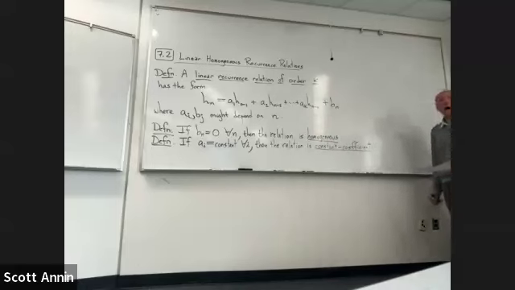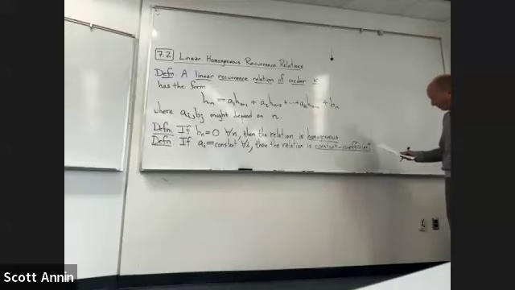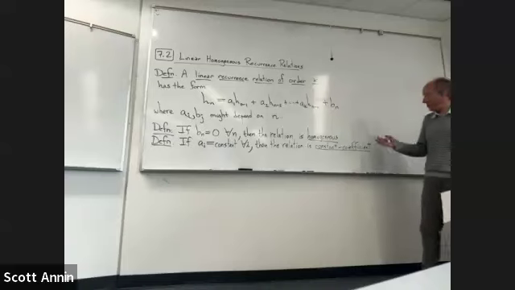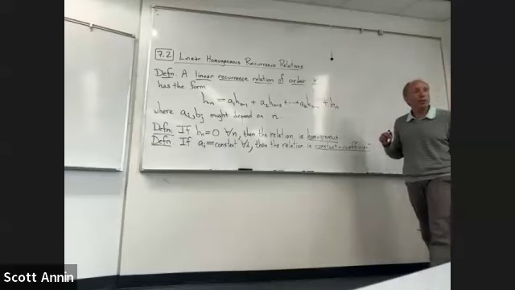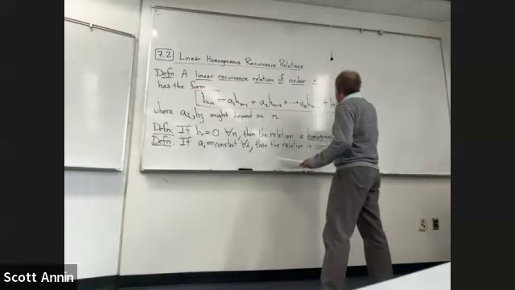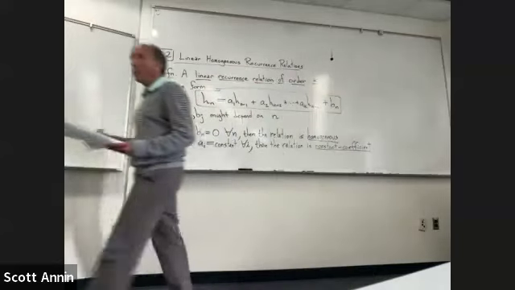In that case, it is a constant coefficient relation. Okay, so your relation may or may not be homogeneous, it may or may not be constant coefficient, but these are basically the form of a linear recurrence relation.